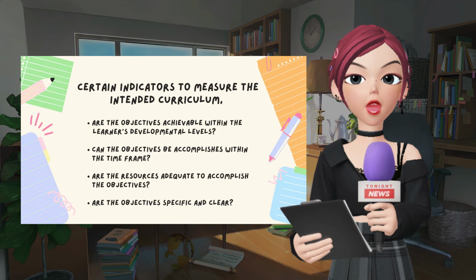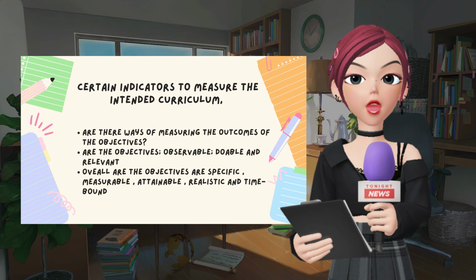It answers these questions. Are the objectives achievable within the learner's developmental levels? Can the objectives be accomplished within the time frame? Are the resources adequate to accomplish the objectives? Are the objectives specific and clear? Are there ways of measuring the outcomes of the objectives? Are the objectives observable, doable, and relevant? And overall, are the objectives specific, measurable, attainable, realistic, and time-bound?